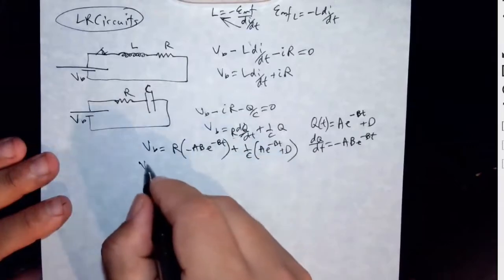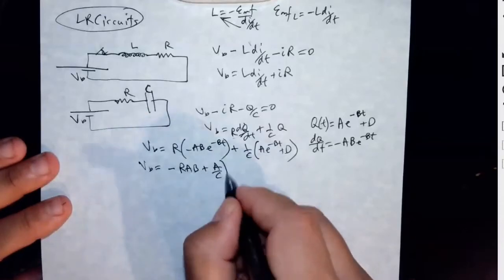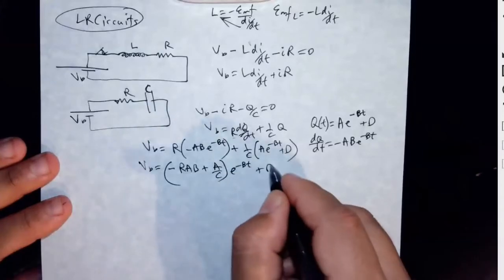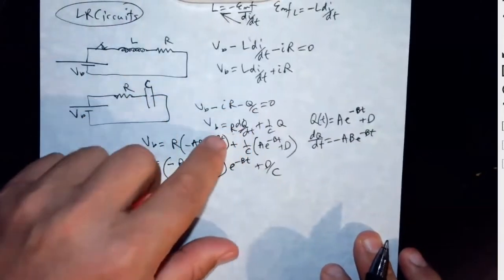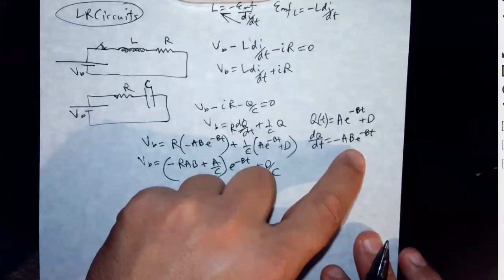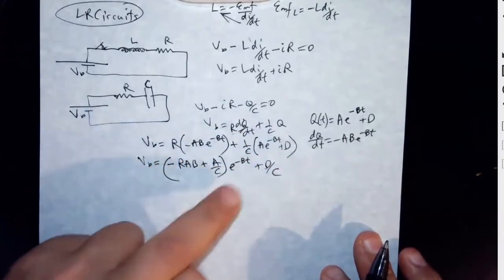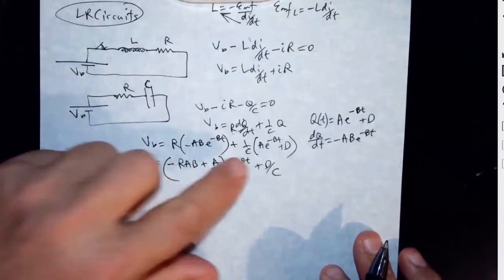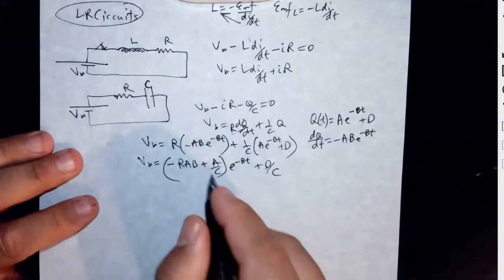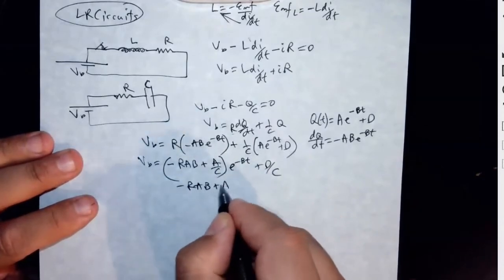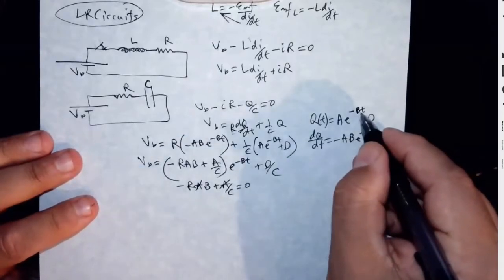Then we distribute the C, negative RAB plus A over C, e to the minus bt, plus D over C. So remember, the next step we did, we chose the function that could satisfy that kind of differential equation. Then we took its derivative. Then we put the derivative into this function, and then the Q into that function. Then we distribute this. Then we say this needs to equal 0, because for all values of t, this whole thing needs to equal VB. So the coefficient of this guy, negative RAB plus A over C, needs to equal 0, and then the A cancels. And what are we solving for here?